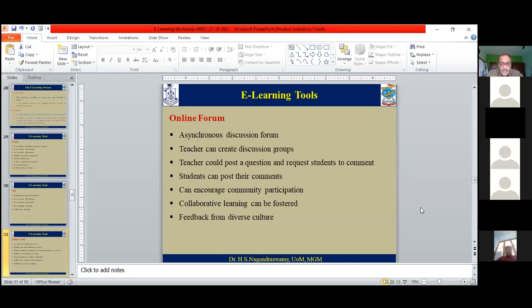So it's an asynchronous discussion forum where a teacher can create discussion groups. Teacher could post a question and request students to comment. Students can post their comments, can encourage community participation. Collaborative learning can be fostered, and feedback from diverse cultures. So all these things happen with this particular e-learning tool, that's the online forum.